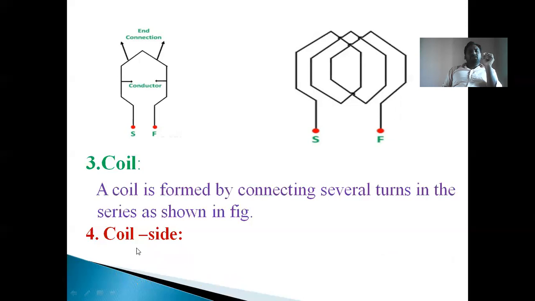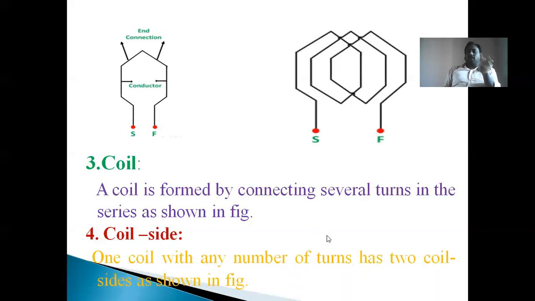One more important thing is coil side. Coil side means the side of a coil. So this is a total coil, and this is called a coil side: one coil side, the left side of the coil, and this is another coil side, the right side of the coil. If you observe, a coil may have any number of turns, but that coil has only two coil sides, because coil sides means the sides of a coil. That's why whatever the number of turns, the coil has only two sides.